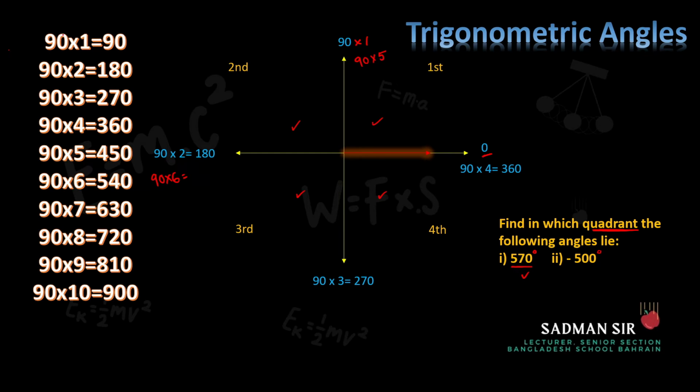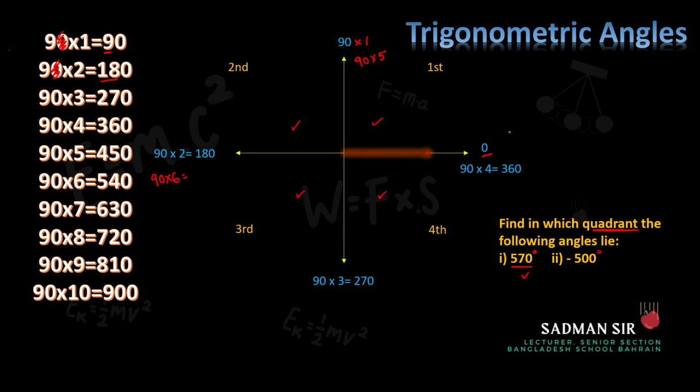Ignore the 0 for now. So 9 ones are 9, and as there is a 0, you can put a 0. Then 9 twos are 18, and as there is a 0 here, you can put 0. So if you write the times table of 9, and then just add a 0, that will easily give you the times table of 90. Now why do we need it? Using this one, how can we find out in which quadrant the angle 570 degree will be?